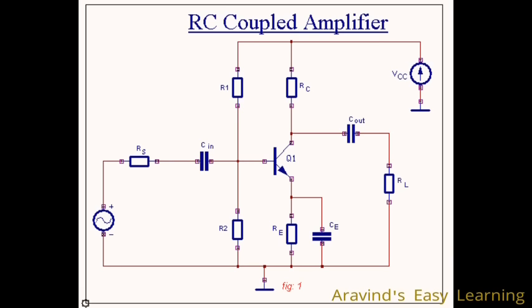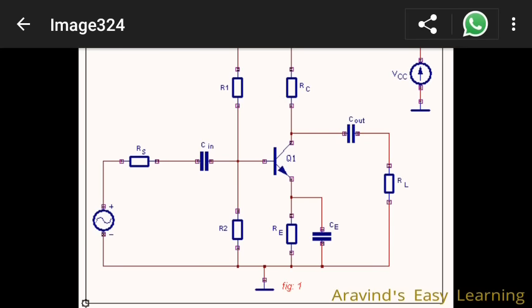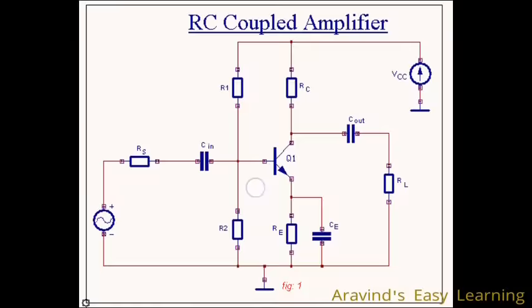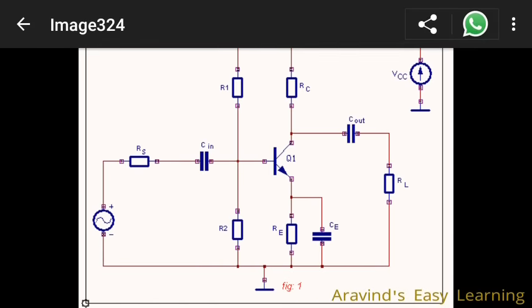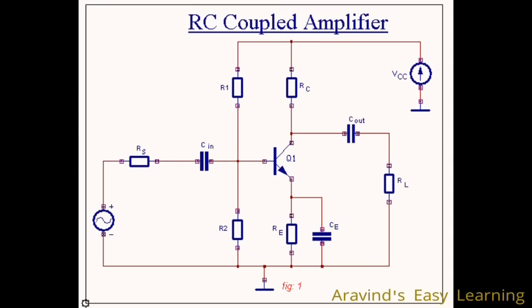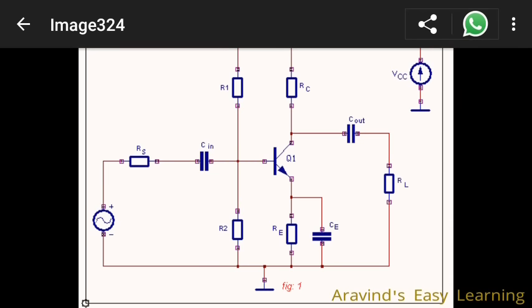There is no energy creation. What the amplifier does is just convert the DC power that is provided to the RC coupled amplifier, and it superimposes this DC power with the AC power input, and this is how we get an amplified output.